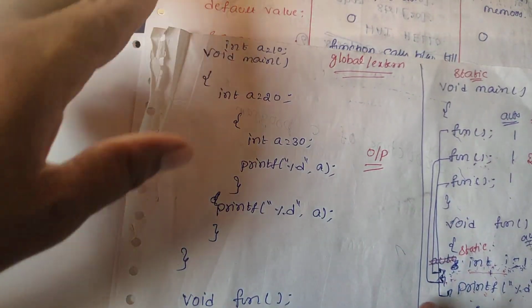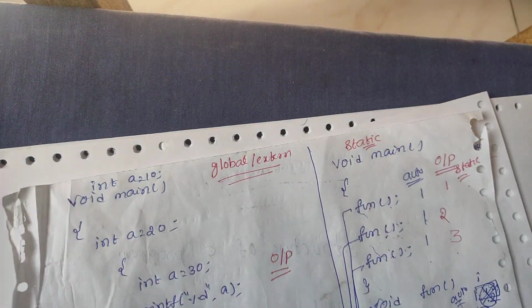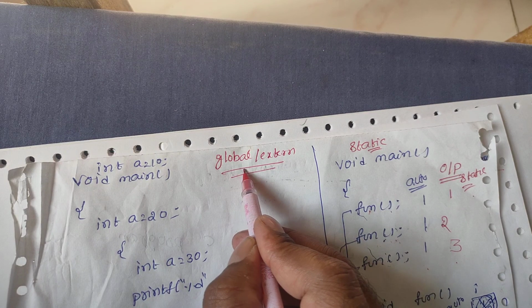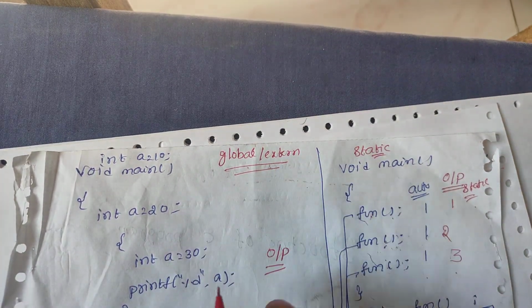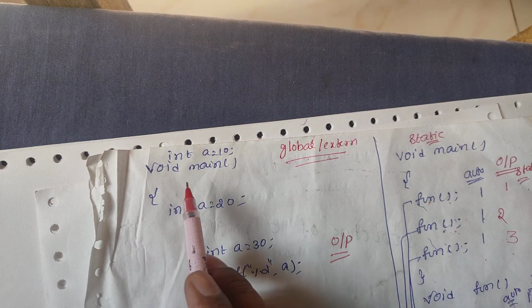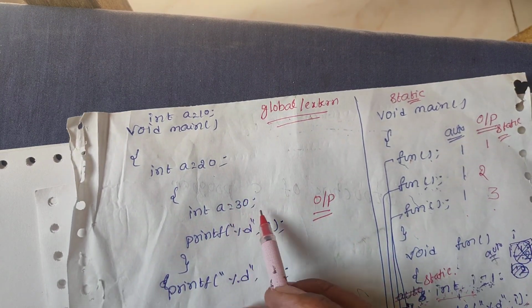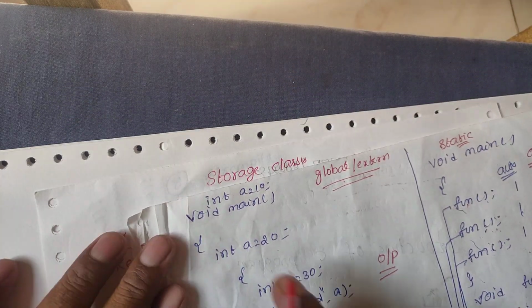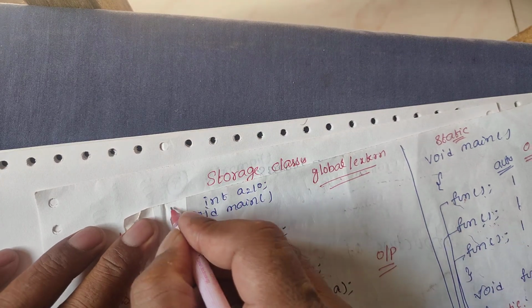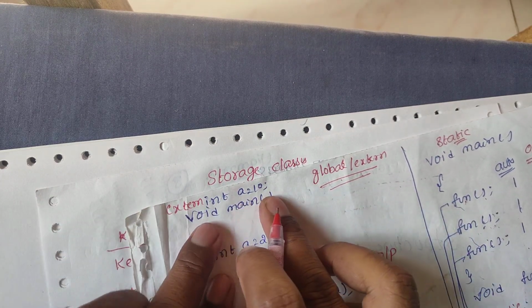Now we are explaining an example for global variables. So now I will take the global storage class, which is also called the external storage class. Now I have int a is equals to 10, int a is equals to 20, and int a is equals to 30. Here I am writing the printf. Please remember, it is the external storage class, so that's why we write extern int a is equals to 10 here.